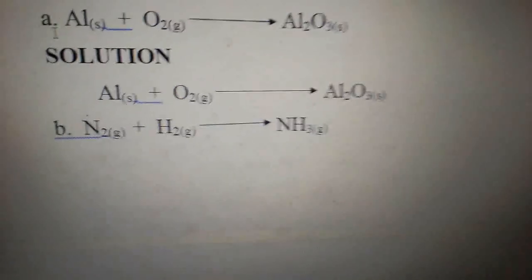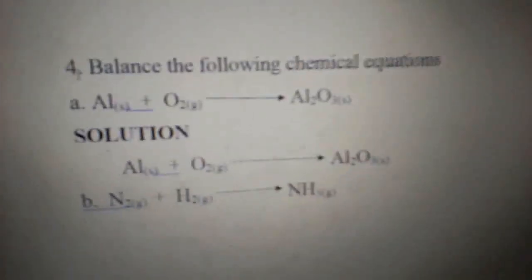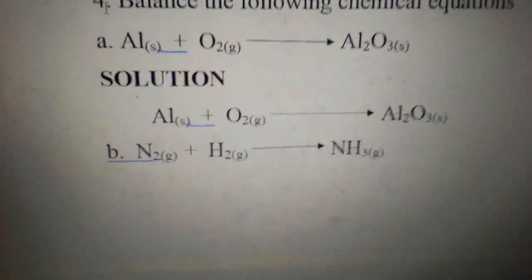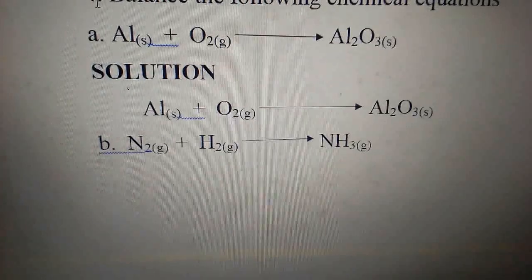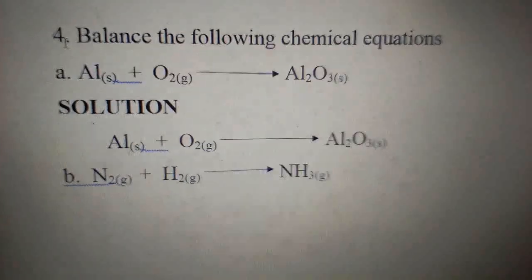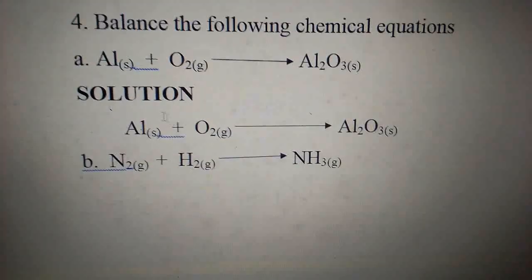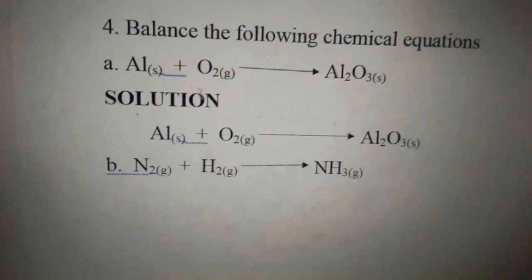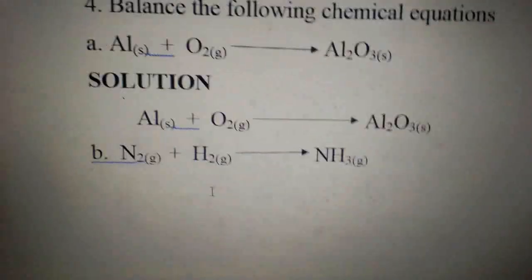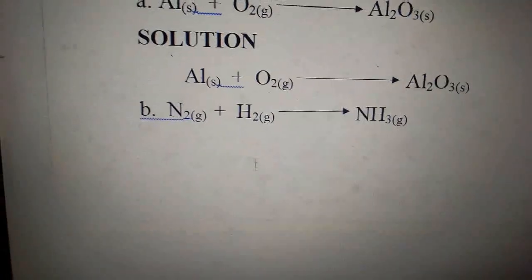Number 4, we have that equation. We ask: balance the following chemical equation. Aluminium plus oxygen giving us aluminium oxide. This is more like the one we did on number 2. Now to balance this equation, first of all, look at aluminium. I have 2 atoms here and 1 atom. So let's go to the solution.